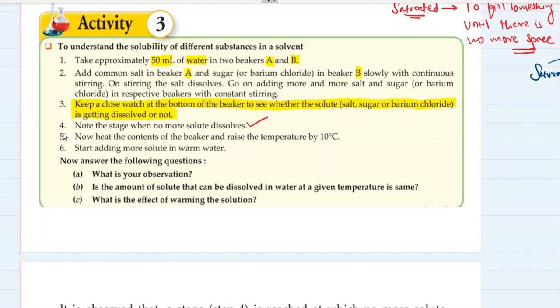But a stage comes in both the cases where no more solute can be dissolved. So now both the solutions have become saturated. Saturated means they are filled with solute until there is no more space left, until no more solute can be dissolved. So that is a saturated solution.